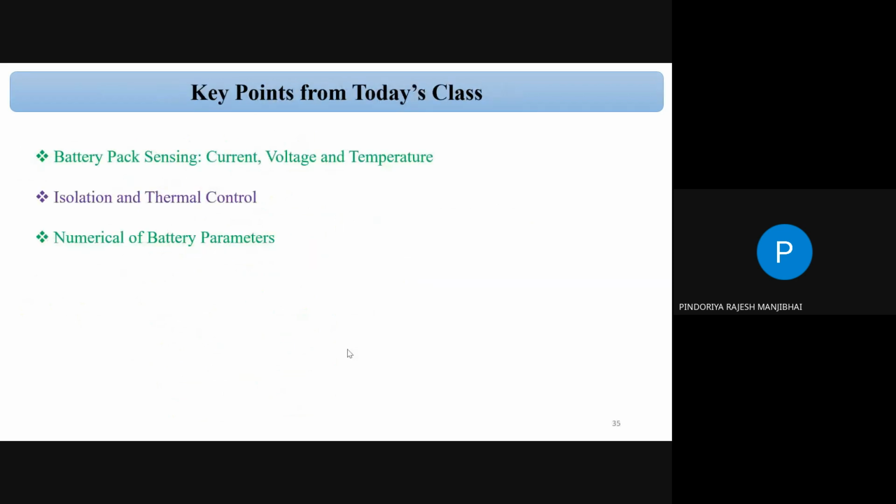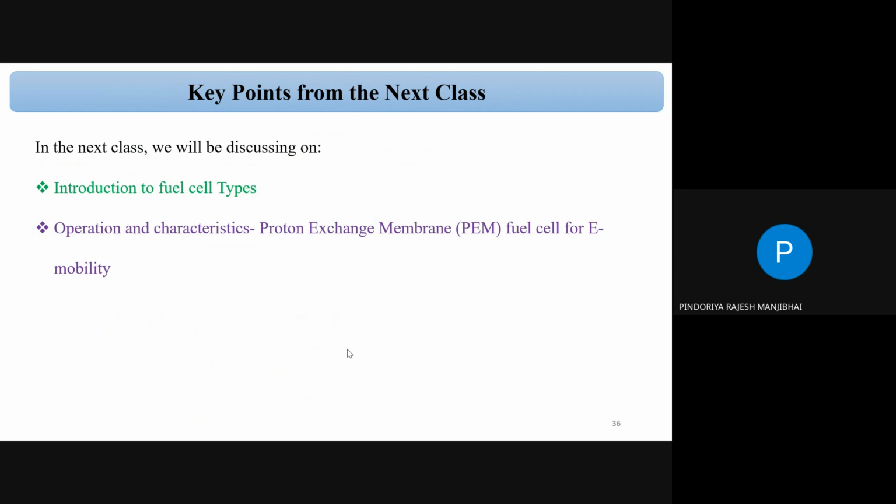Key points from today's class: battery pack sensing of current, voltage, and temperature, isolation and thermal control, and numerical of the battery parameters. In the next class, we will discuss the introduction to the fuel cell, the hydrogen fuel cell, otherwise the proton exchange membrane fuel cell for e-mobility.